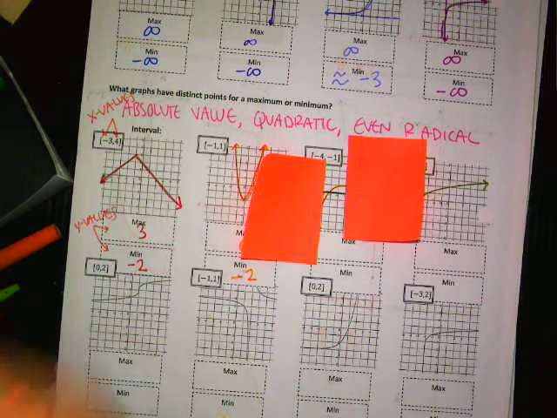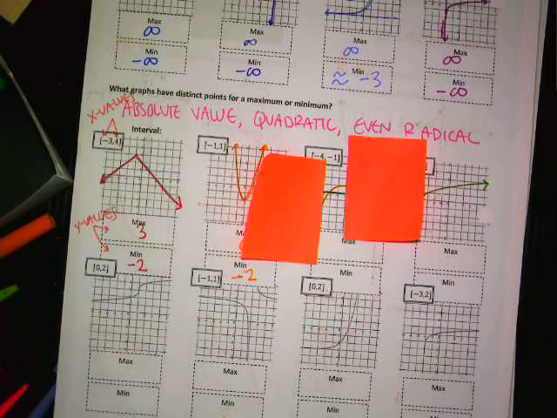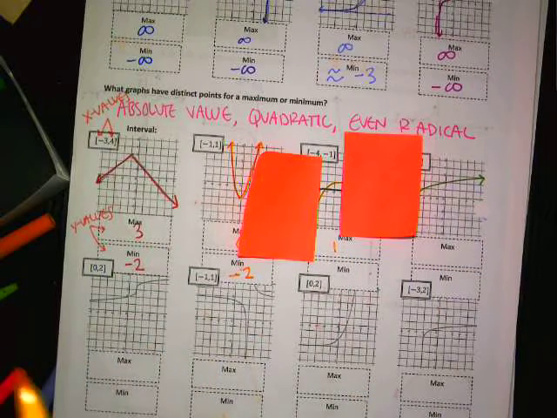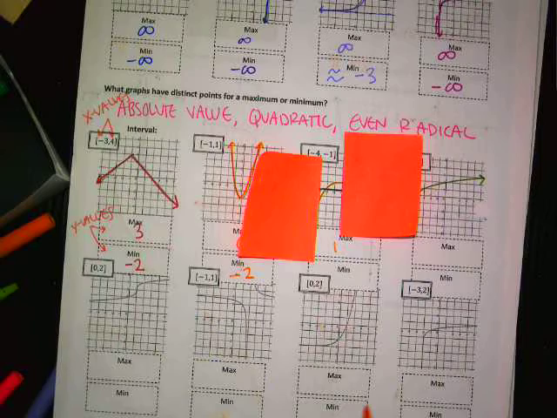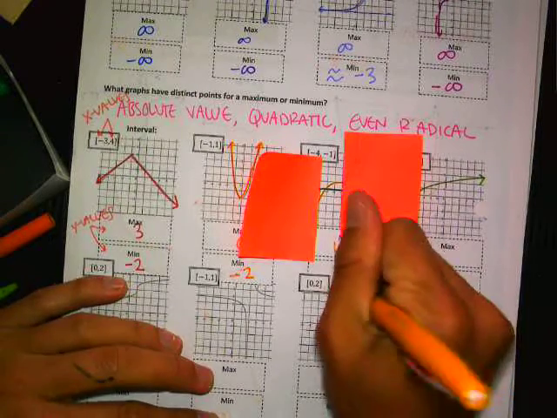What's the max? How high am I going? 1, very good. And how low? -2, very good.